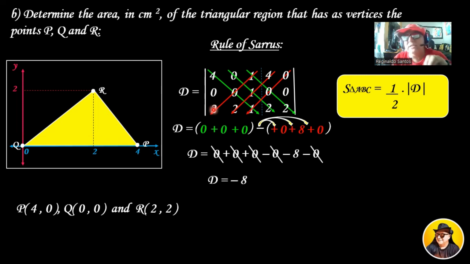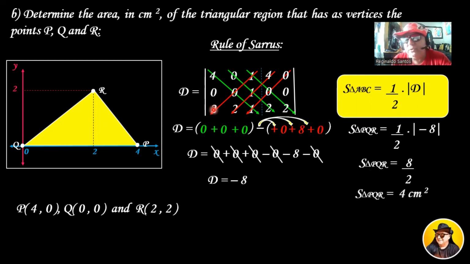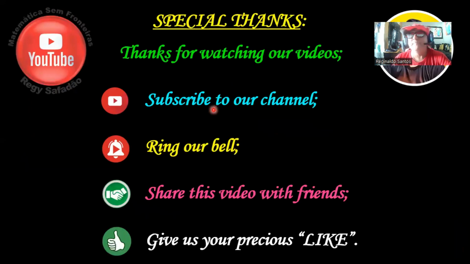So let's plug this value into that formula of the surface area, and so we have that the surface area of P, Q, and R is 1/2 times the modulus of negative 8. So we have that the surface area of the triangle PQR is 8 divided by 2. So the surface area of the triangle PQR is 4 centimeters squared.